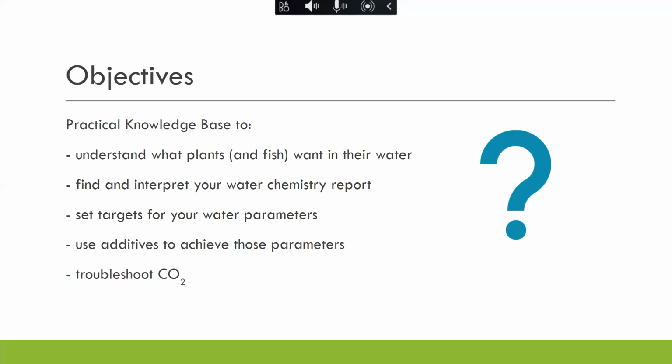All right, so the objectives today, and the majority of our discussion, will be around understanding what plants and fish want in their water. And then at the end of the presentation, we'll do a little bit on how to find and interpret your water chemistry report, set targets for your water parameters, use additives to achieve those parameters, and then also talk a little bit about troubleshooting CO2.